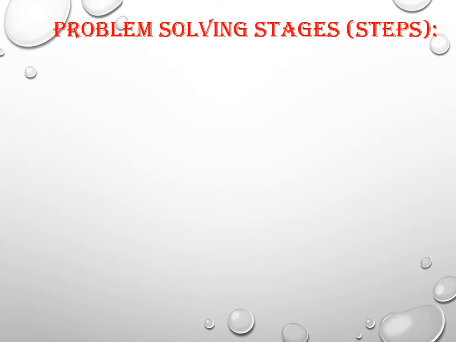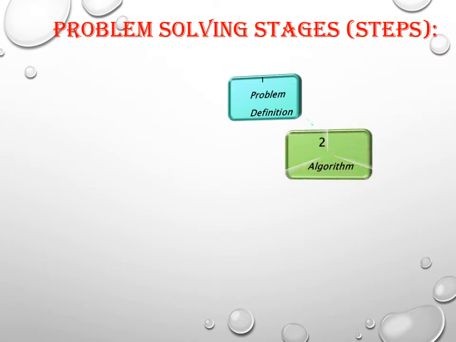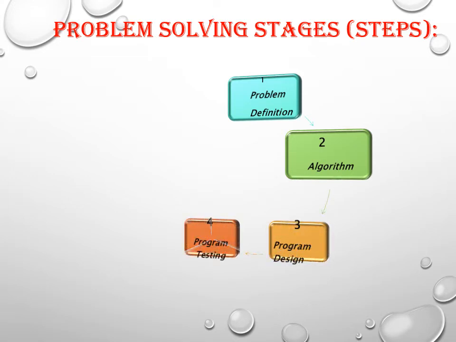The problem solving stages for any problem or for designing a computer program are: first, problem definition. Second, algorithm. Third, program design. Fourth, program testing. And finally, program documentation. We will take these steps in details.